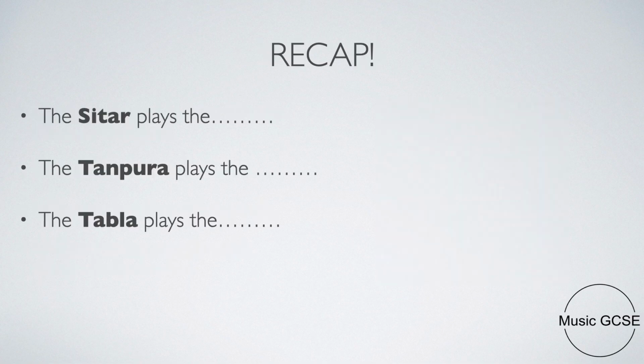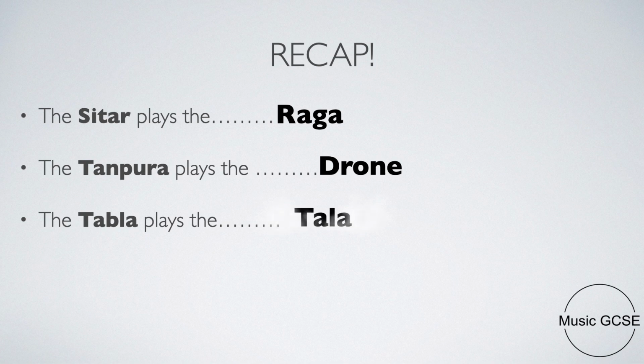So let's recap on the role of these instruments. What layer does the sitar play? That's right, it plays the raga. What layer does the tanpura play? Absolutely right, it plays the drone. And what layer does the tabla play? That's right, the tabla plays the tala.